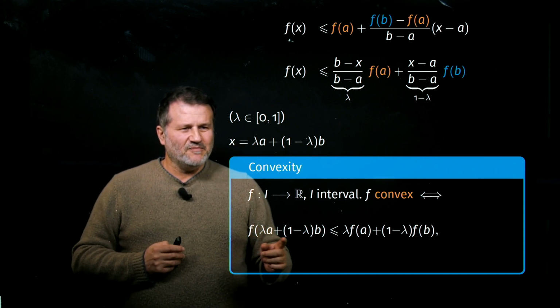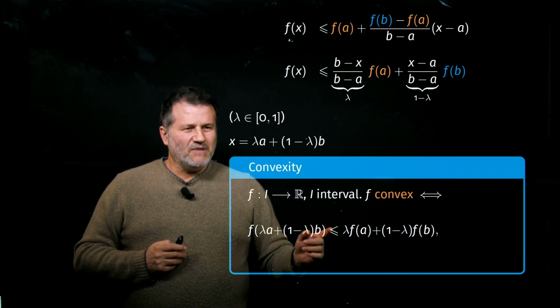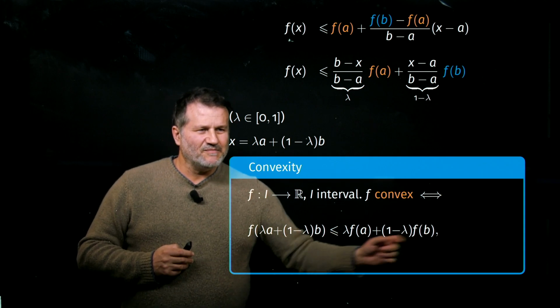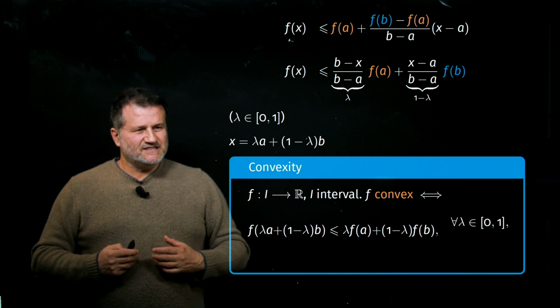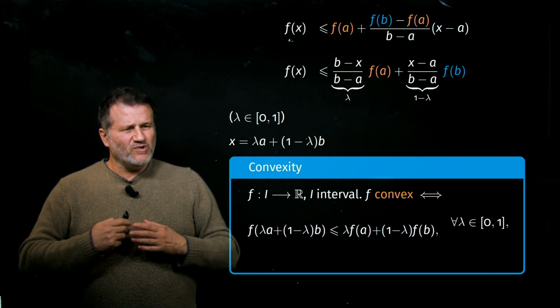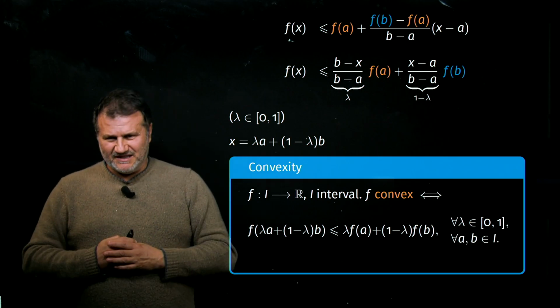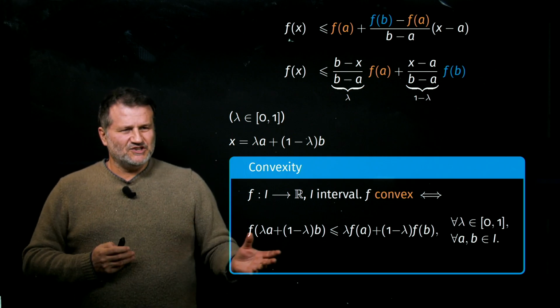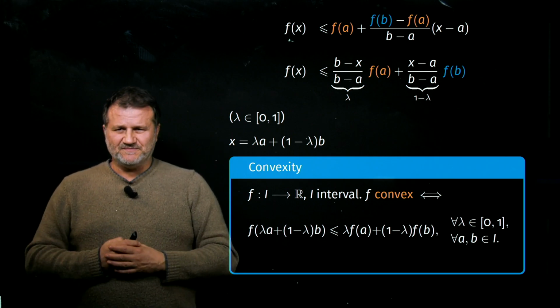f of (lambda a plus (1 minus lambda) b) must be less or equal than lambda f(a) plus (1 minus lambda) f(b), whatever is lambda between 0 and 1, and whatever are a and b in the interval I. That's the usual definition, the most popular definition of a convex function.